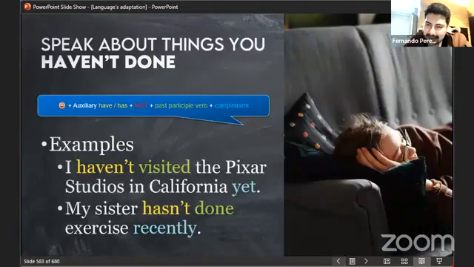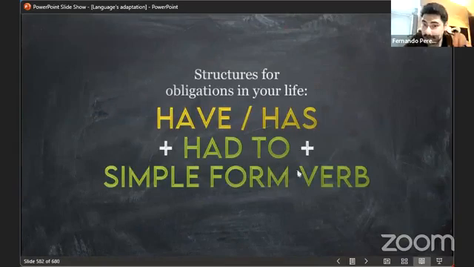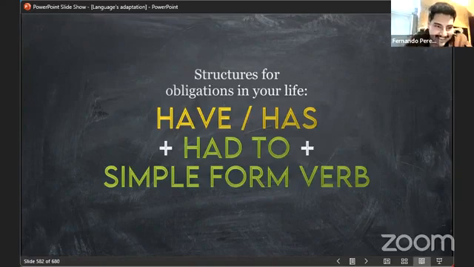What is the expression for obligation? Had to. So when you say to, you need the verb in simple form. Had to do in your life. Had to do. Complete. What have you had to do in your life? Fantastic. Good.